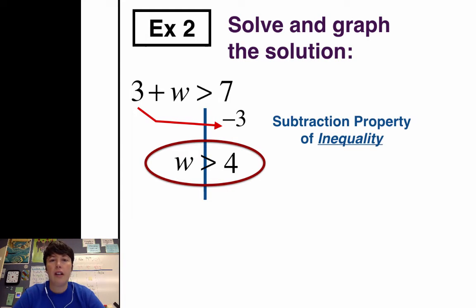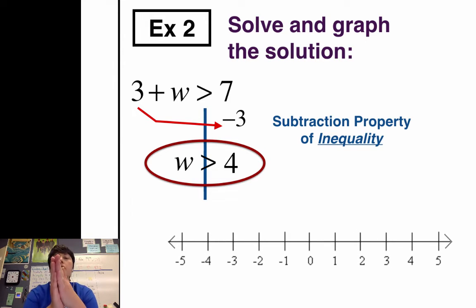Same story as earlier. I'm going to use a ruler. I'm going to make it nice and neat. I'm going to put 0 in the middle. 1, 2, 3, 4, 5. And negative 1, 2, 3, 4, 5. So again, you probably have to pause the video so you can set yours up. Now, our focus point is 4 because w is greater than 4. So I'm definitely going to go way out on my number line and circle 4.